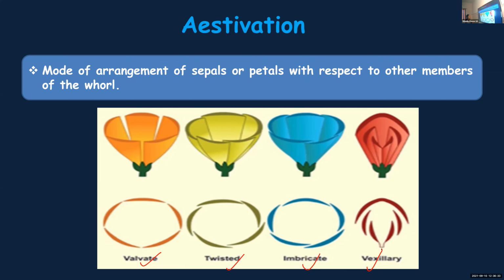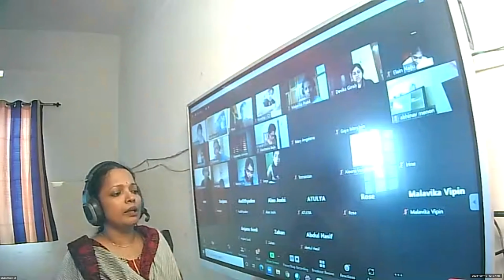Once again, the mode of arrangement of sepals or petals with respect to the other members of the whorl. So with respect to gynoecium and androecium, how petals and sepals are arranged, that is known as aestivation. 4 types of aestivation: valvate, twisted, imbricate, and vexillary. So details you will learn next class.